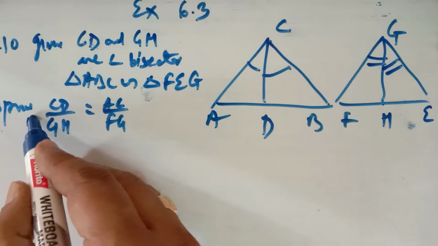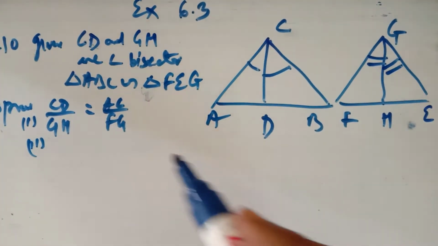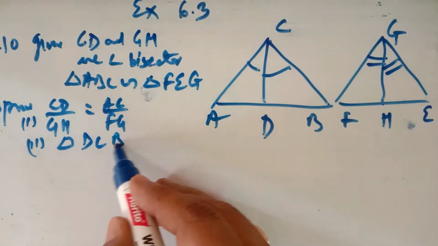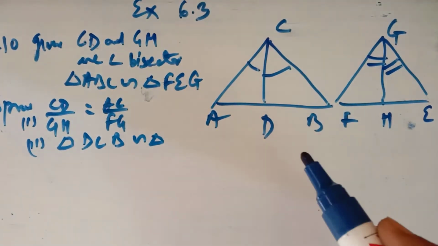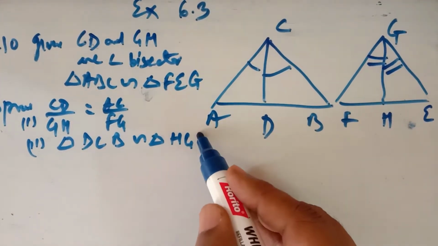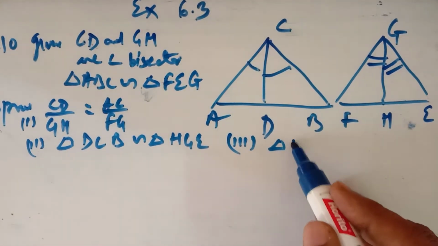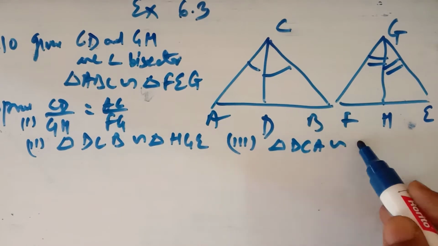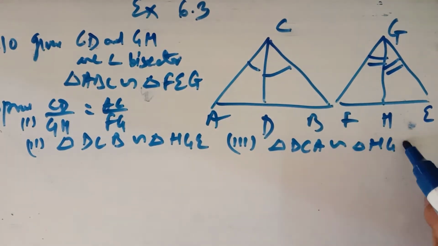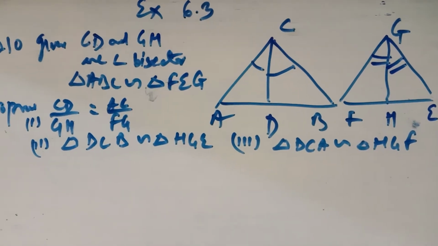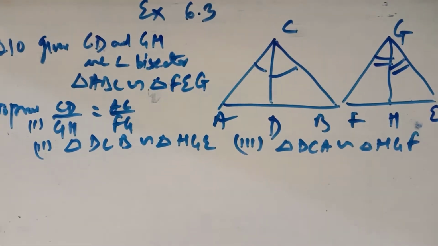Then in the second part, you have to prove that triangle DCB is similar to triangle HGE. And in the third part, you have to prove that triangle DCA is similar to triangle HGF. So this is the given and to prove in question number 10 of exercise 6.3.